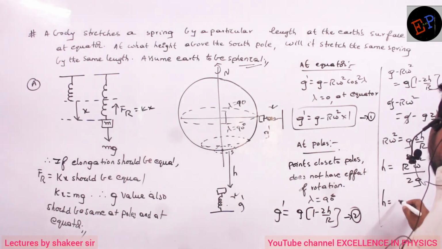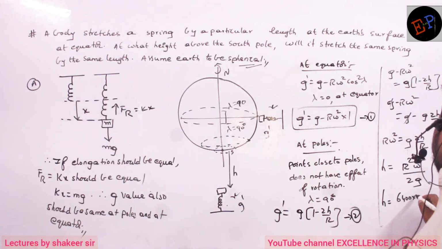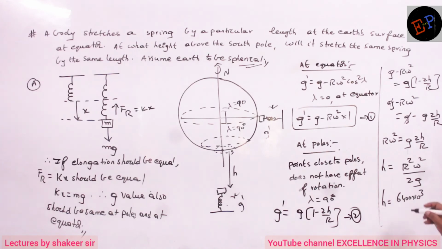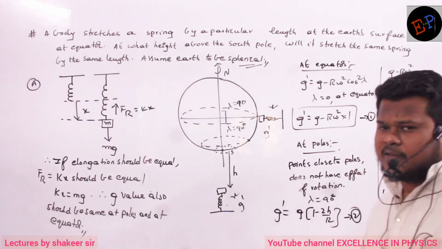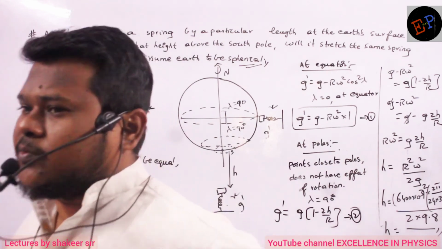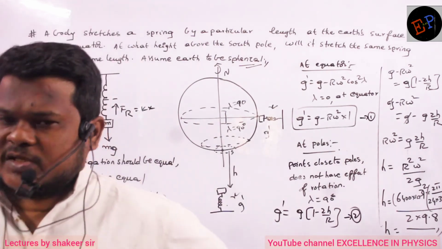Clear? So the radius of Earth is 6400 into 10 power 3, no? 6400 kilometers. But I have to write in meters, no? Square, multiplied by the angular velocity of Earth, which is 2 pi divided by 24 into 3600, whole square, divided by 2 into g. The g value you can take as 9.8. So if you do this total calculation, then I will get the height at which I have to move above the south pole. That's all.